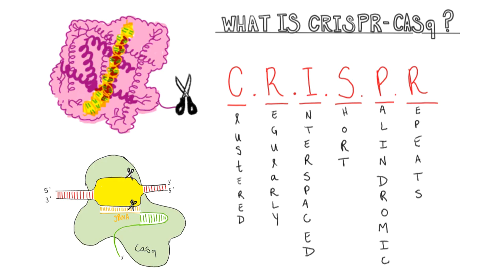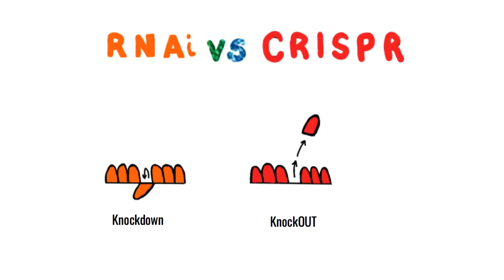CRISPR-based genome editing requires two components, a guide RNA and a CRISPR-associated endonuclease protein, in this case Cas9. The guide RNA directs the Cas nuclease to the specific DNA sequence, which then cuts the DNA at that site. Cas9 creates a double-strand break in the DNA, which the cell repairs using one of its natural mechanisms.